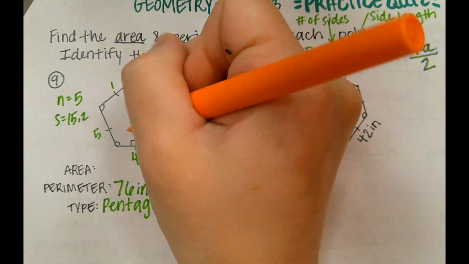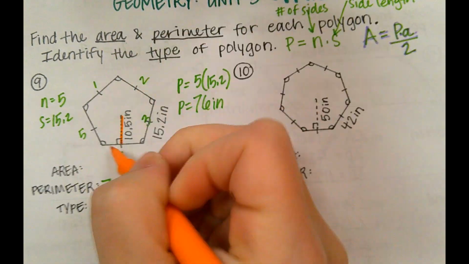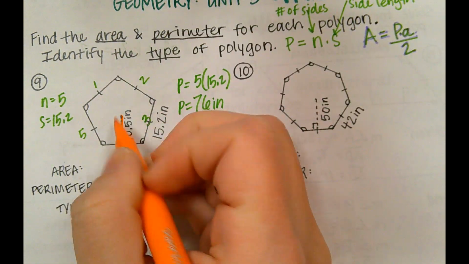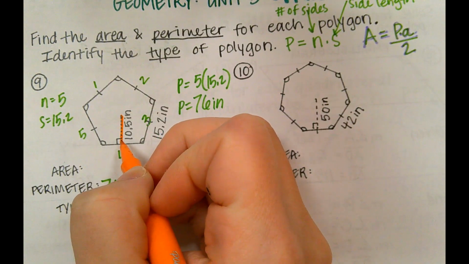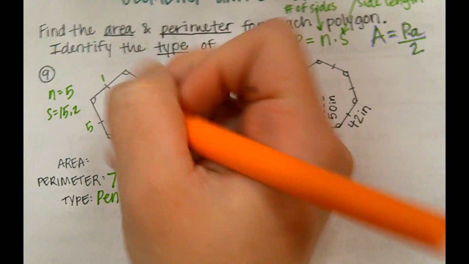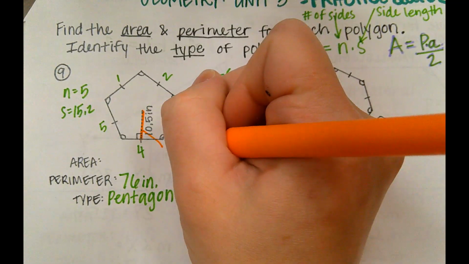So I'm going to highlight this. Remember, guys, this perpendicular line going from the center of the shape to one of the sides, that is the apothem.